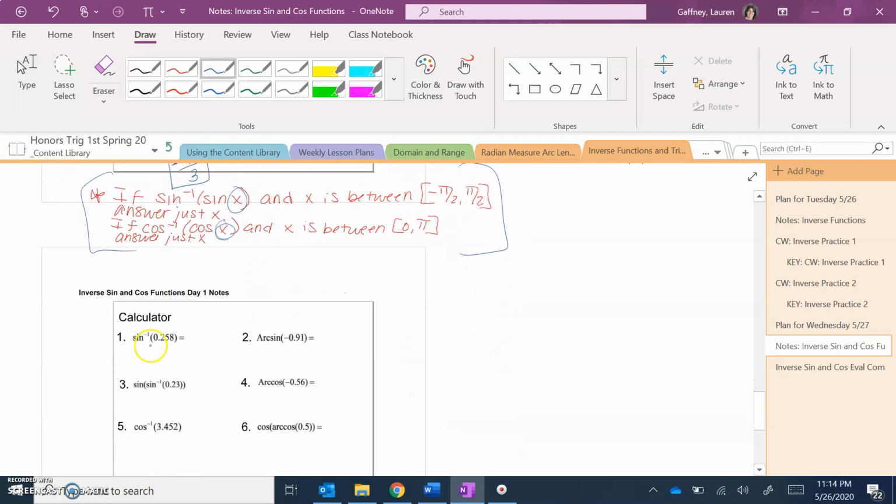Now, for a calculator, if you have crazy decimals like this, you can just type it in your calculator. So you would go to second, and then if you see right above the sine, you'll see sine inverse. So hit second, that sine button, and type that in, and you should get 0.2610. Arc sine, same operations. You can literally type these right in your calculator.